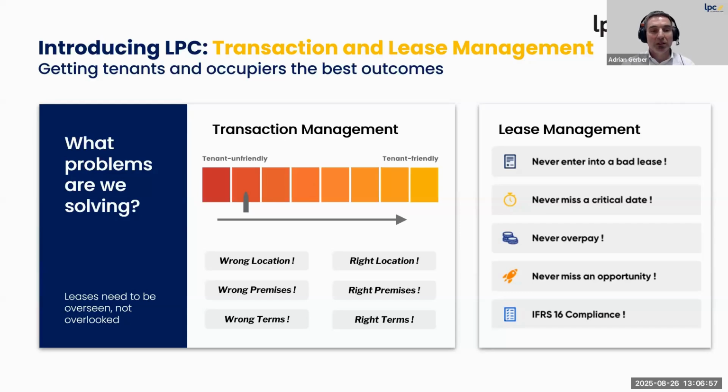Now, once you've signed a lease, the job doesn't stop. Leases need to be actively managed, not just filed away. That means never entering into a bad lease in the first place, but also making sure you never miss a critical date, never overpay, and never miss an opportunity to renegotiate or optimise. And of course, compliance with IFRS 16 is part of that discipline. So whether it's at the front end with transactions or throughout the life cycle of the lease, our goal is simple: protect the tenant's position and ensure the property is working as a business asset, not a liability.